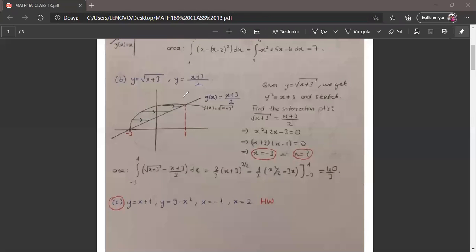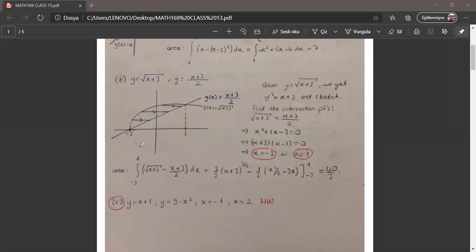Here we have this curve y equals the square root of x plus 3, and another one is (x plus 3) over 2. So the bounded region is here, right? The area between them. Now the intersection points, we equalize them and get x equals minus 3 and x equals 1. So one of them is here, minus 3, and the other one here, 1. Okay, now which one has greater values? This one, the curve. So we first write it, then the second one.